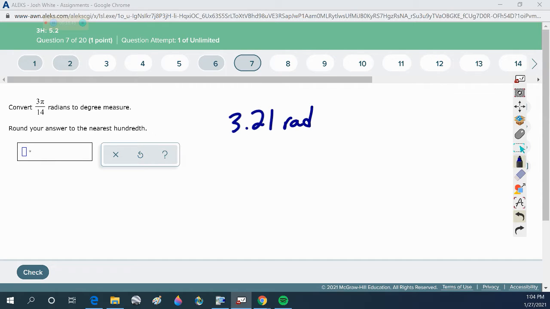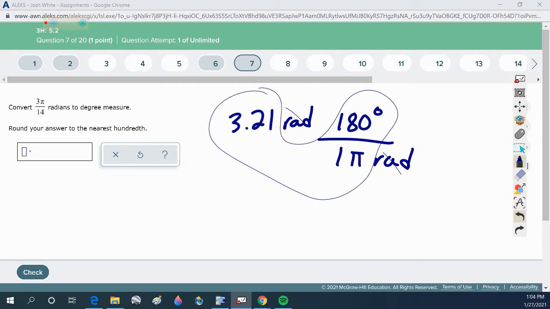So when you run into one of these problems, just know there are 180 degrees in every 1 pi radians. Radians cancel radians. And in this case, because I already have a decimal, just plug the whole thing in your calculator. 3.21 times 180 divided by pi. All right, but whenever possible, don't put pi in your answer. So if there's already a pi in there, that makes your life easier. But if it's not there, then you're just going to have to divide whatever decimal they give you by pi.